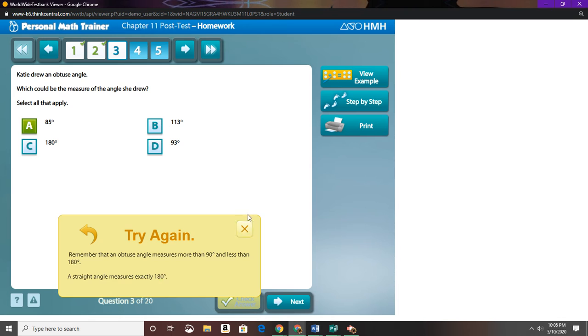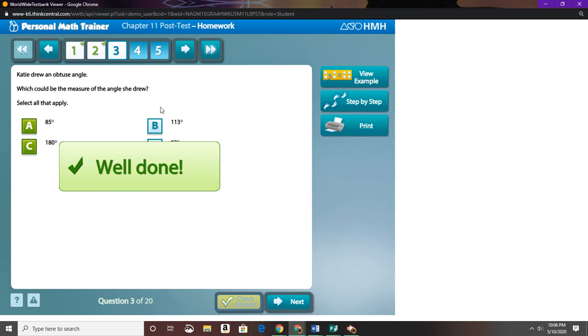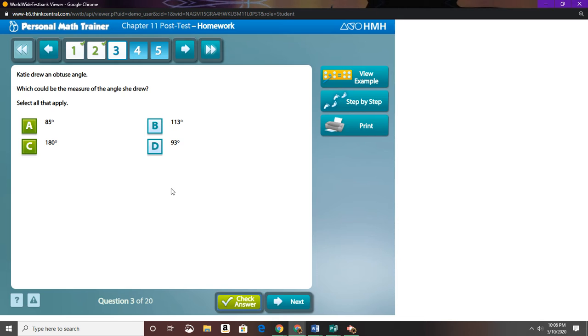So a straight angle is 180. So technically, by that definition, an obtuse angle is between 90.0001 or so on. So anything more than 90 and anything less than 180. So that would just be 113 and 93, and then you would have had it right. So I totally understand if you picked 180 on that one, because 180 is an angle that's greater than 90.